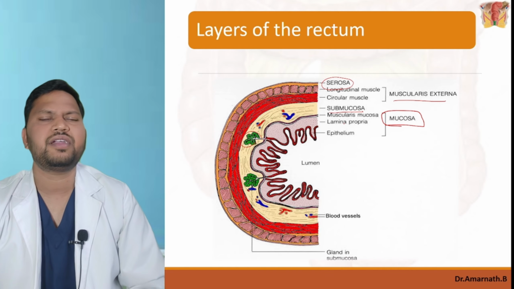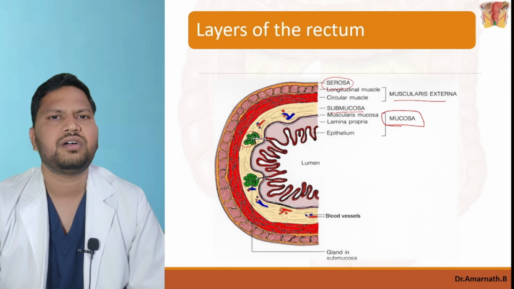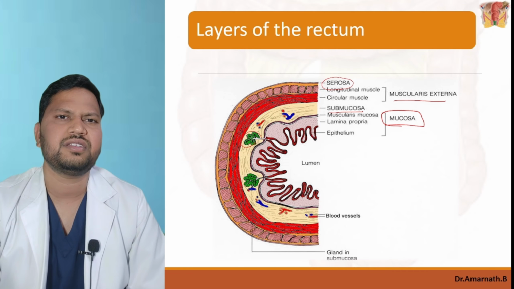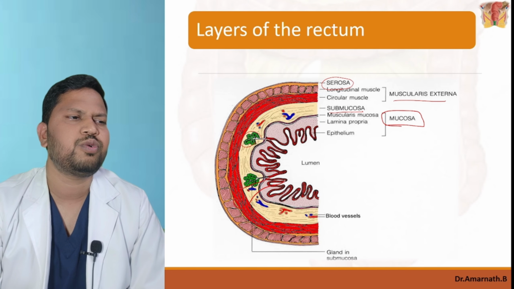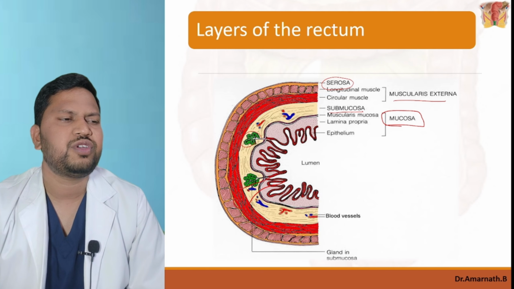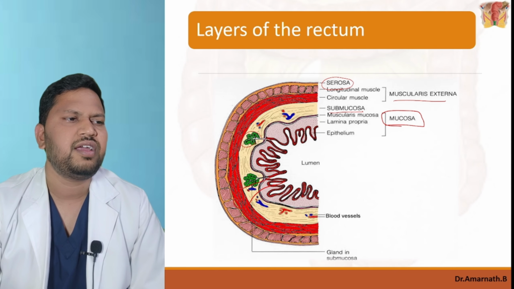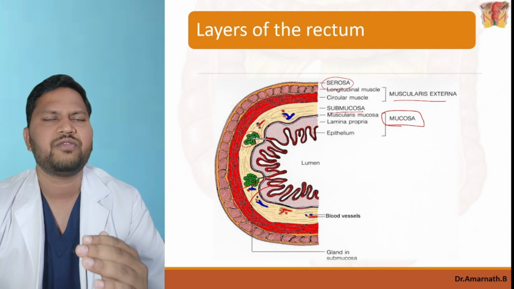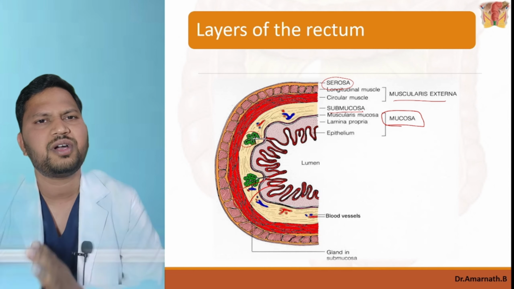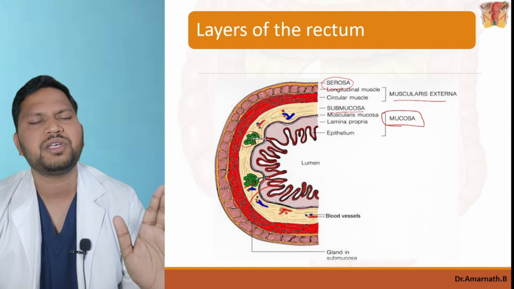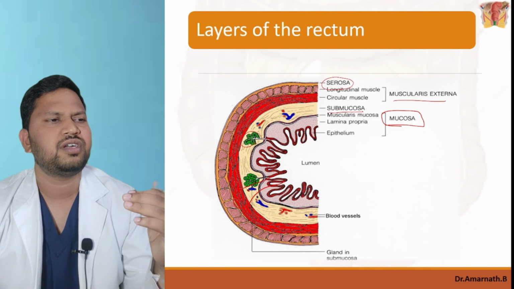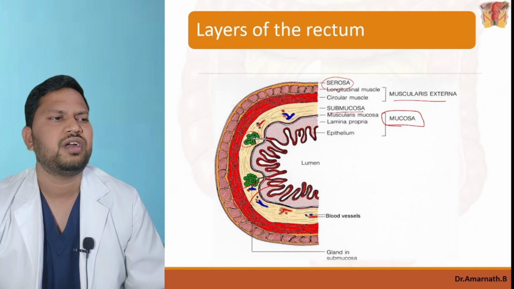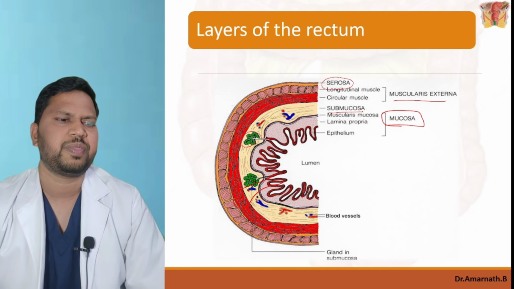So these are all important in the case of carcinoma of the rectum, because the deeper the invasion of the tumor, the more severe the consequences. If the tumor has invaded up to the submucosal level, there are a few complications, whereas if the carcinoma affects up to the longitudinal muscle layer, then it has severe complications. So it is important to know this in carcinoma of the rectum.